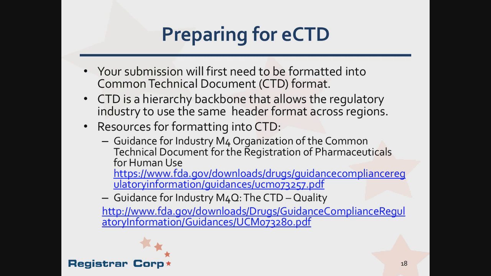Before a DMF can be converted into eCTD, it will first need to be formatted into Common Technical Document, known as CTD, without the E in the beginning. CTD format is set by the International Council for Harmonization, known as ICH, to standardize regulatory submissions for drug applications by standardizing their headers. FDA has resources that provide the headers for the various sections of CTD and what type of content should be provided. Here are some links to some of those guidance documents.